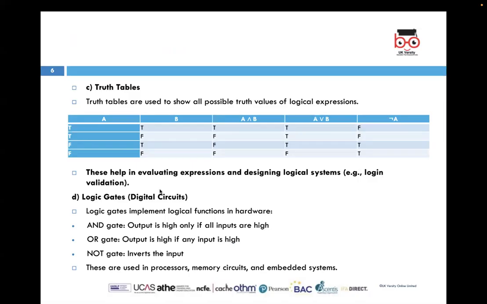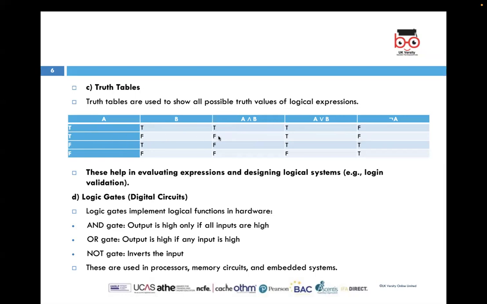Truth tables are used to show all possible truth values of a logical expression. As you can see in the table below, these help in evaluating expressions and designing logical systems such as login validation. So as you can see, it says A is true, B is true. So A and B will also be true because both are true. A or B will be true because one of them is true, and not A would be false as A is true. Similarly here, we'll do the second one as well.